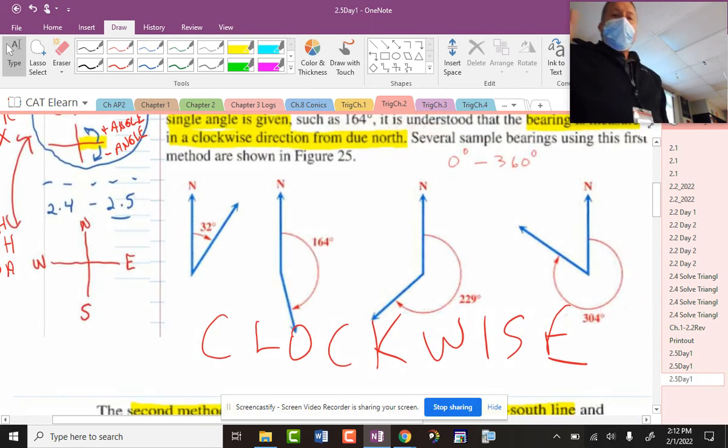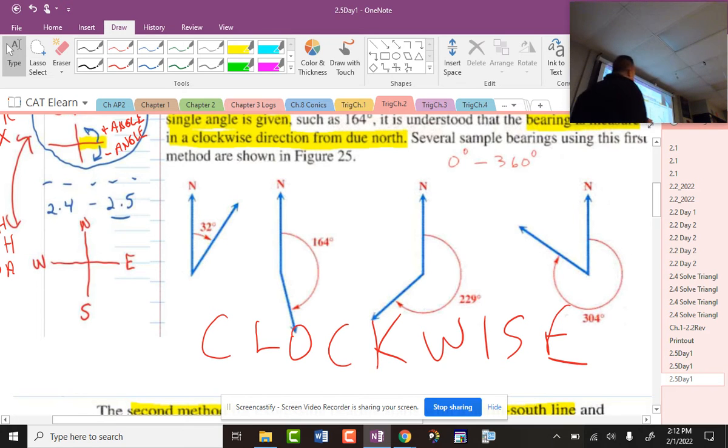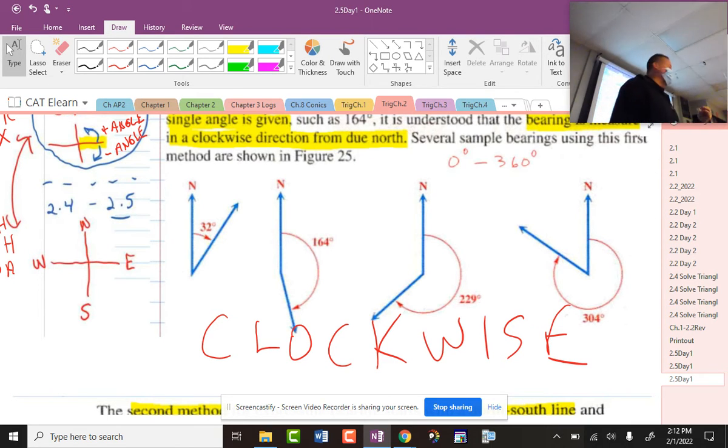All right? So 164 is almost which direction? Almost south, but you would argue southeast, right? And then north 229 is southwest. And then the last one's northwest, in a way. Not in a way, it is. All right, going in the northwestern direction. Okay? So this is one way.